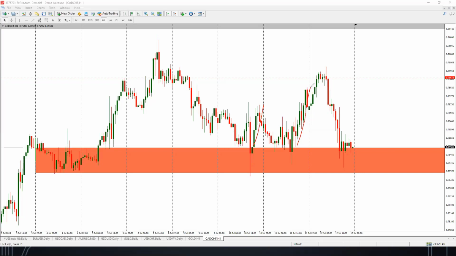Try to read what the price is telling you. Read the story of the chart. Like, what is it saying? What is the chart telling me?